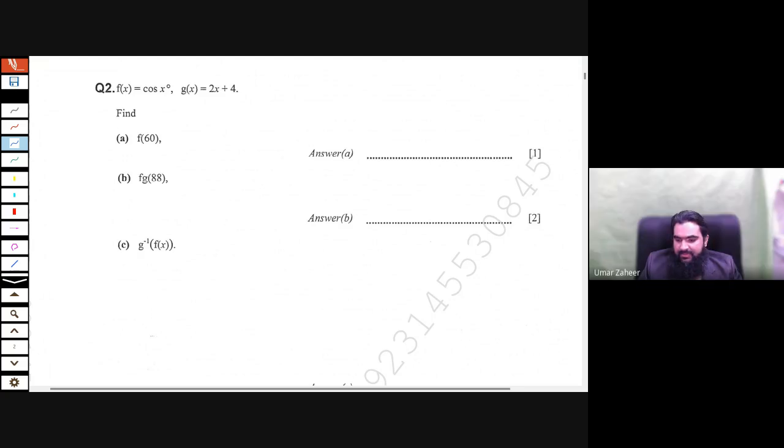All right, now we have the next one. We have f of x is equal to cos x and g of x is equal to 2x plus 4. We have to find f of 60. So we have a cos function, cos of x, and at the place of x, we have to substitute. What we have to substitute?